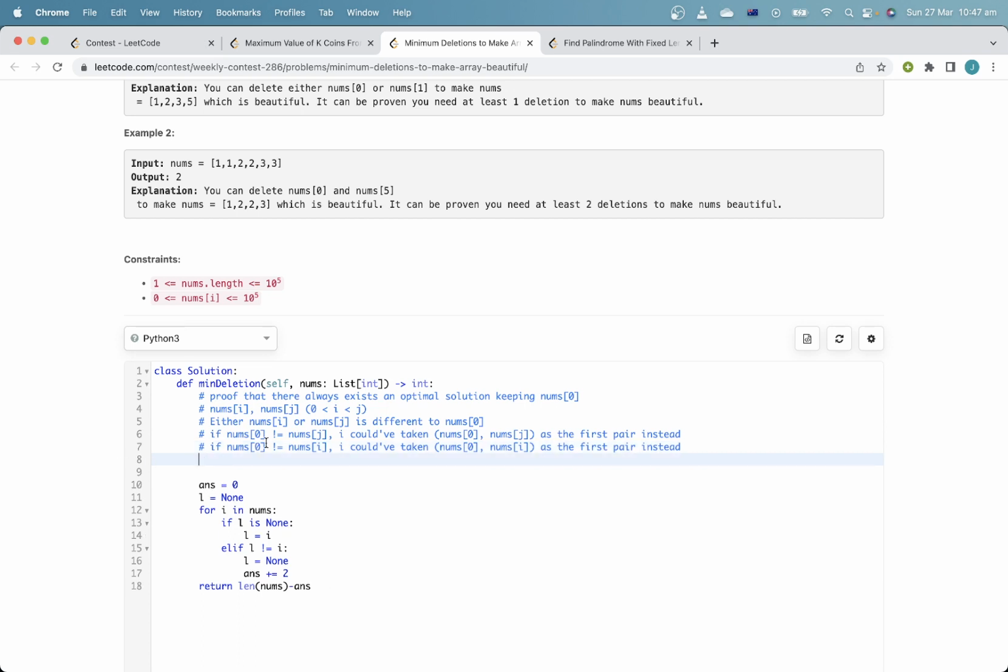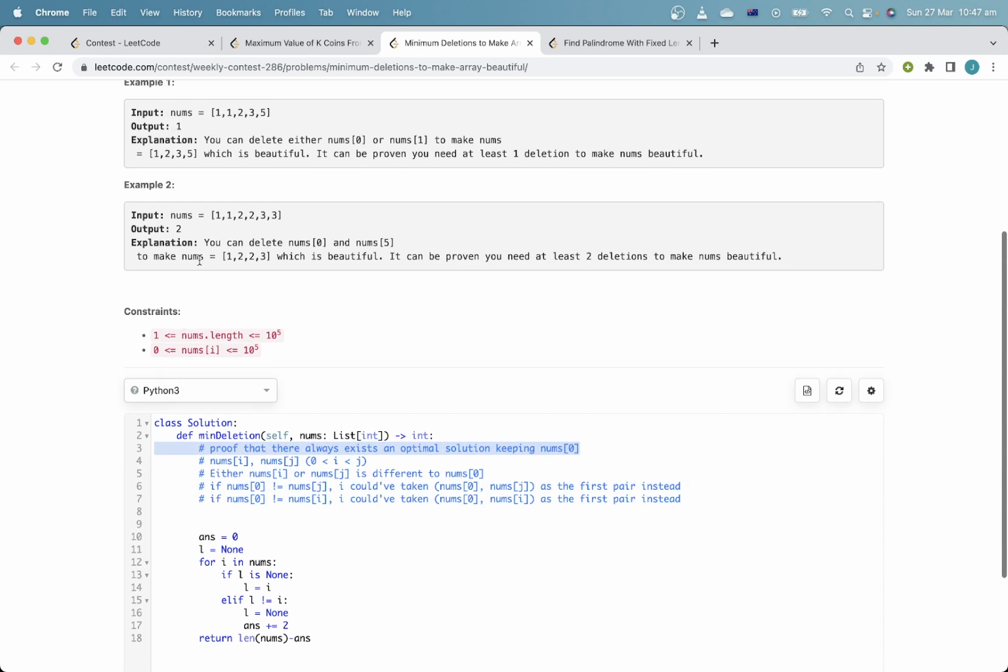And because nums I and nums j are not equal, at least one of these conditions is going to be true, which means that in either case, there will be an optimal solution where I replace one of these numbers with nums 0, and that completes the proof by contradiction. Therefore, we are always going to keep this first element left over.